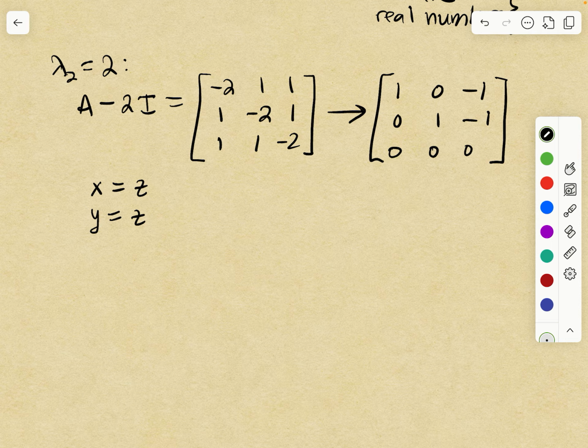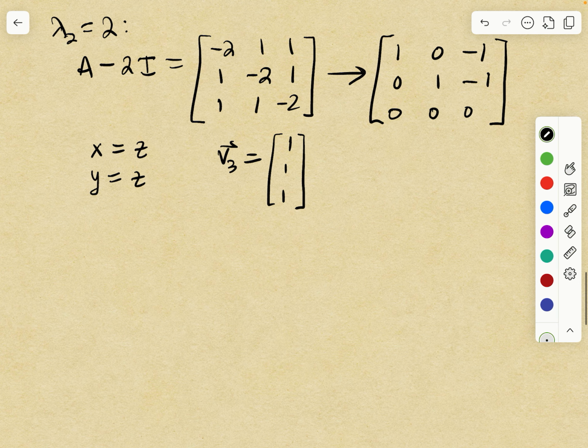Now this is a rank 2 matrix, so the nullity, the dimension of the null space, is 1, right? So I just need one non-zero vector in the null space. That's going to span the null space. So let's pick v3. Again, we just need one vector where x is z and y is z, that's not the 0 vector. So why not just pick 1, 1, 1? That's perfectly fine. Now you could pick 7, 7, 7, or pi, pi, pi, or square root of 2, square root of 2, square root of 2. That's perfectly fine for v3 because the eigenspace is just a span, and they have the same span.